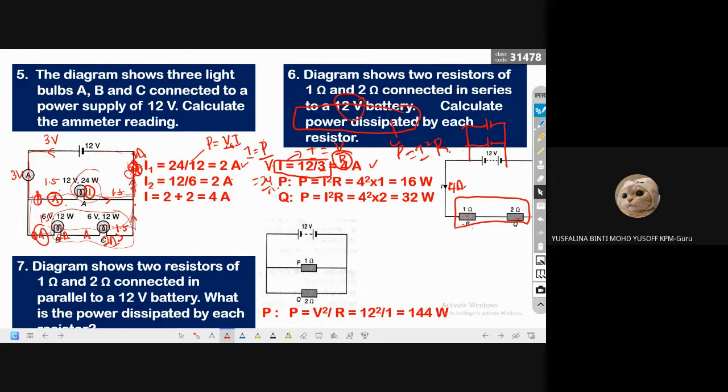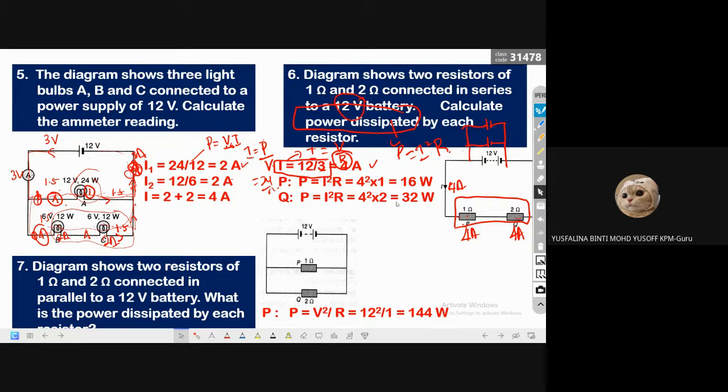Okay, then after that, this is series, right? So this one we get 4 ampere and this one should also be 4 ampere. Because series, that's why you need to know the characteristic of the series and also parallel circuit. For series, they have the same current. Then you calculate one by one using P is equals to I square R. Your I already calculated here, 4 square times 1, you got 16 watt. P is equals to I square R, 4 square times 2, we get 32 watt. So the power dissipated for P is 16 watt and 32 is Q.